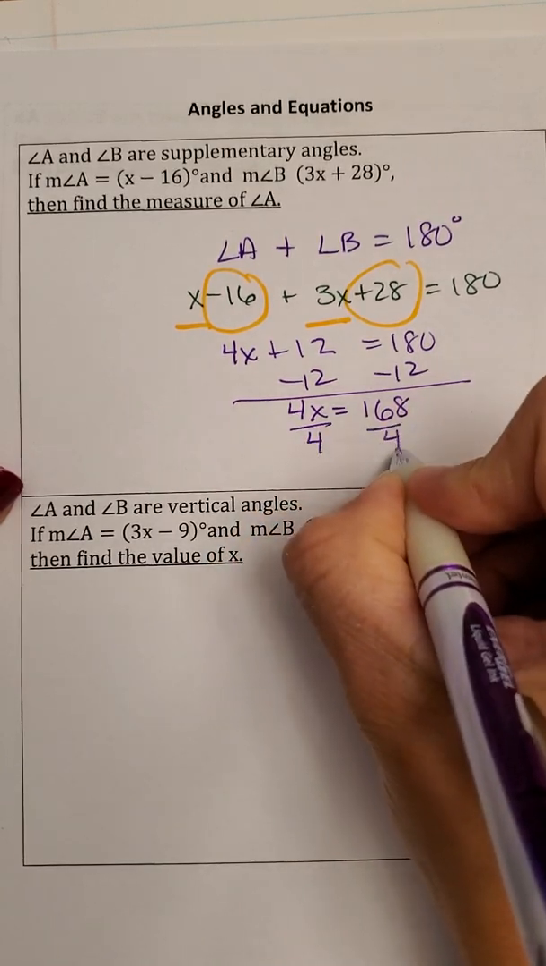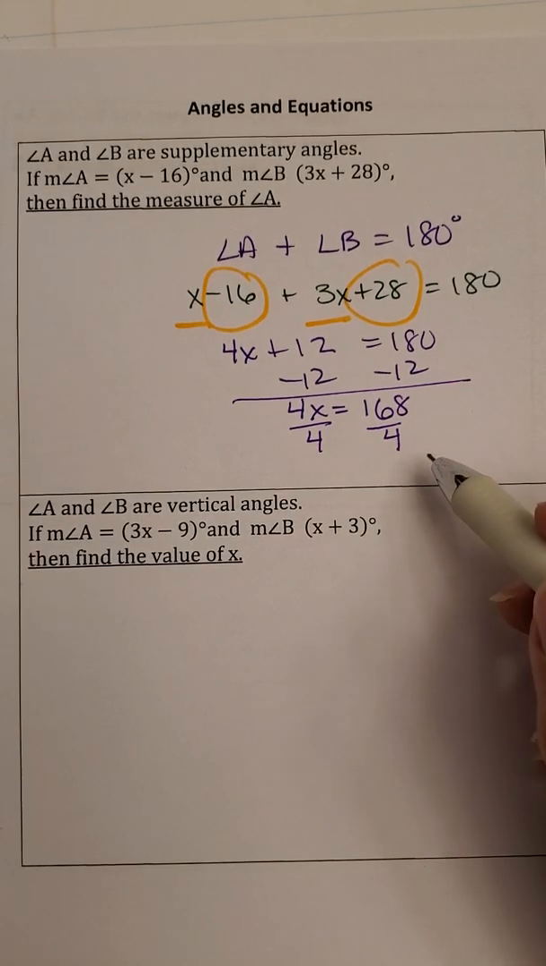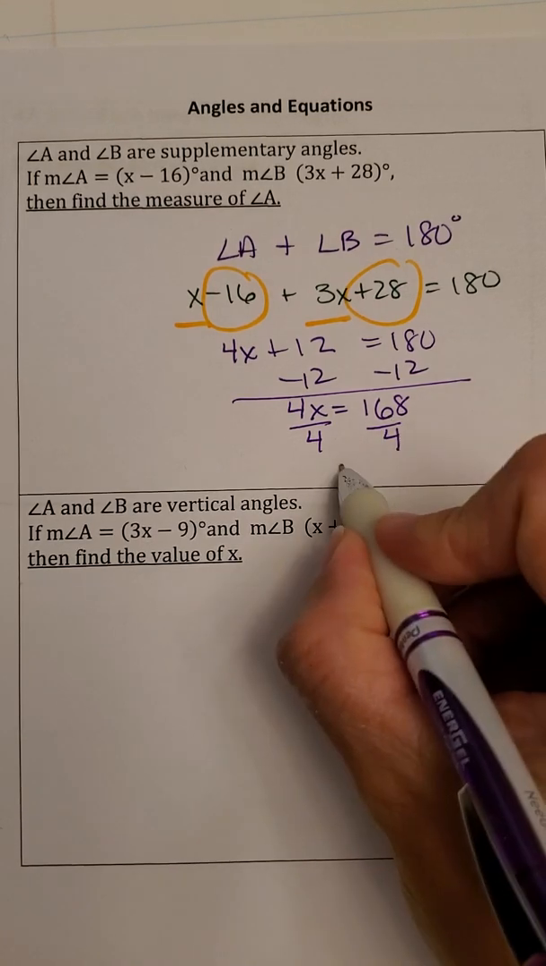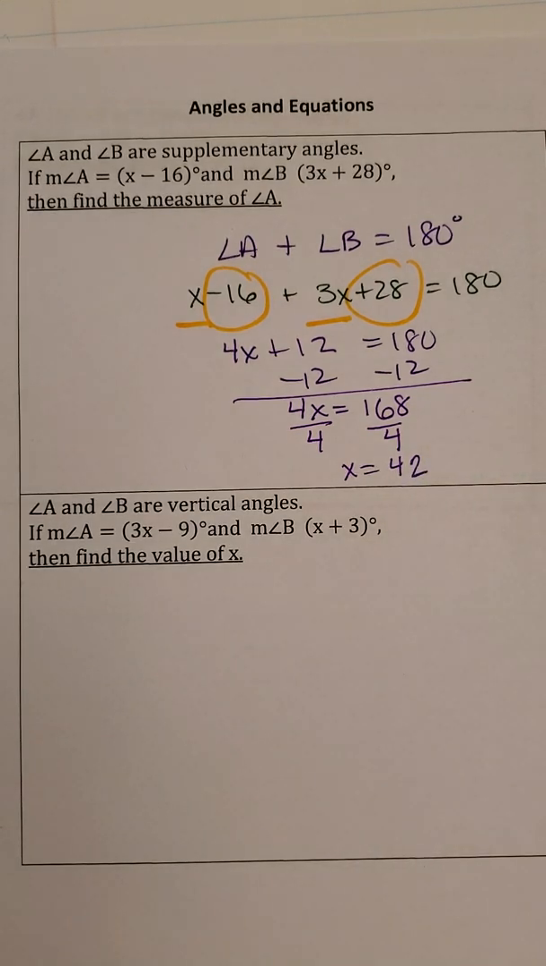The next step is to get x alone by dividing by whatever that coefficient is. That's 4. We're going to divide both sides by 4. 4 goes into 16 4 times, and it goes into 8 2 times. So we know that x is 42.